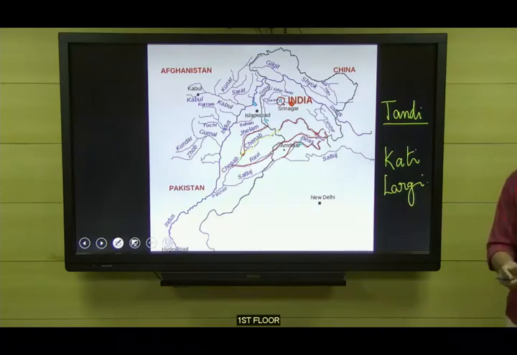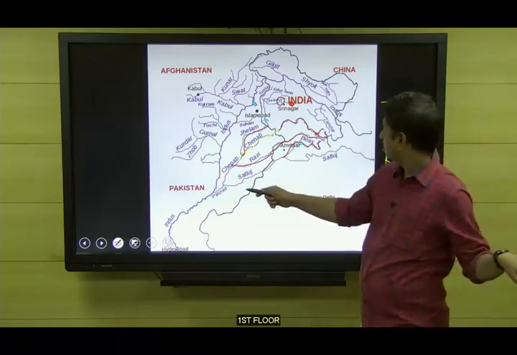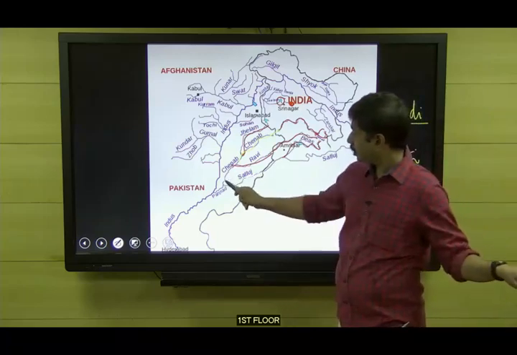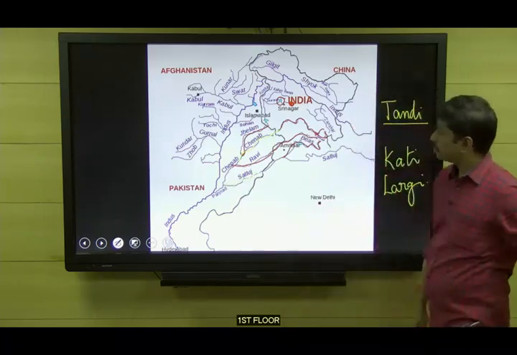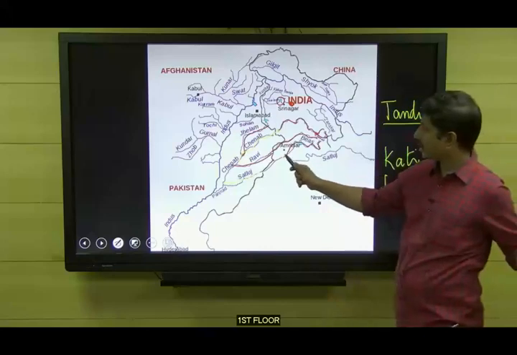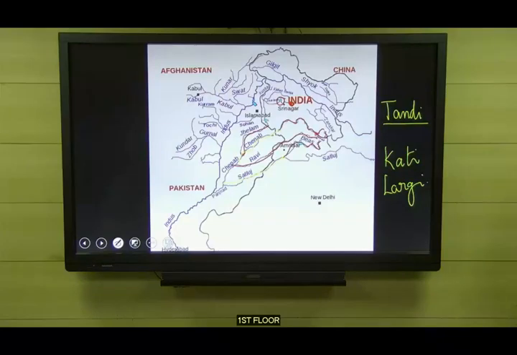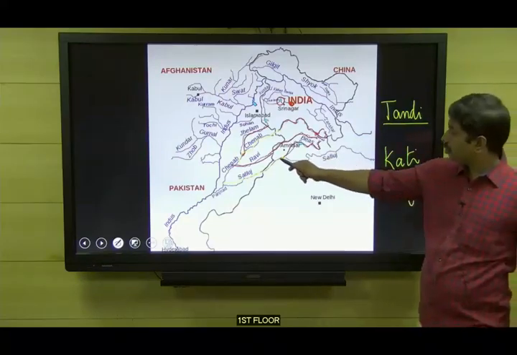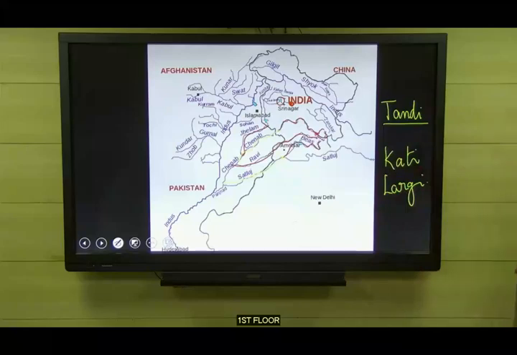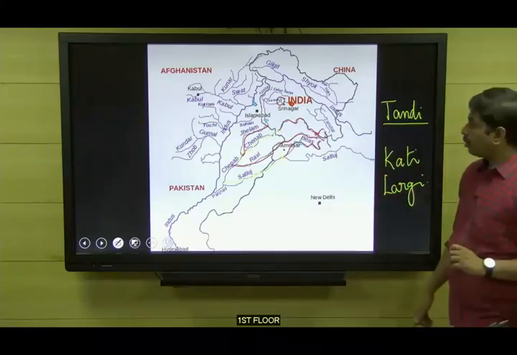Okay, after that, it moves into Pakistan and then joins with Chenab. First it joins the Sutlej and then the Sutlej goes into Pakistan. Sorry, Beas falls into Sutlej. So now coming to the Sutlej.